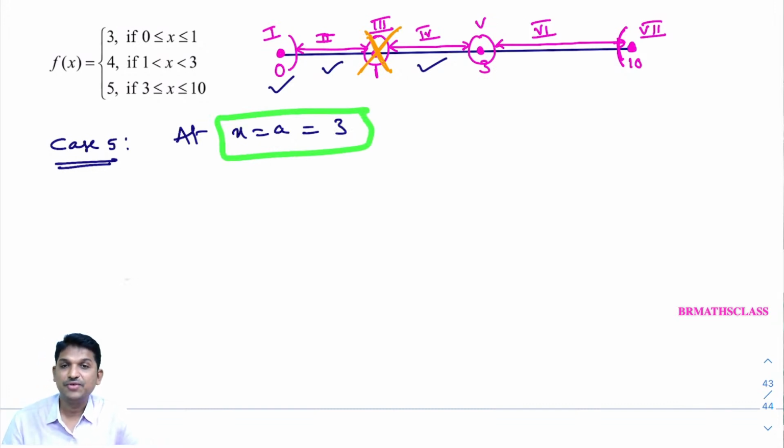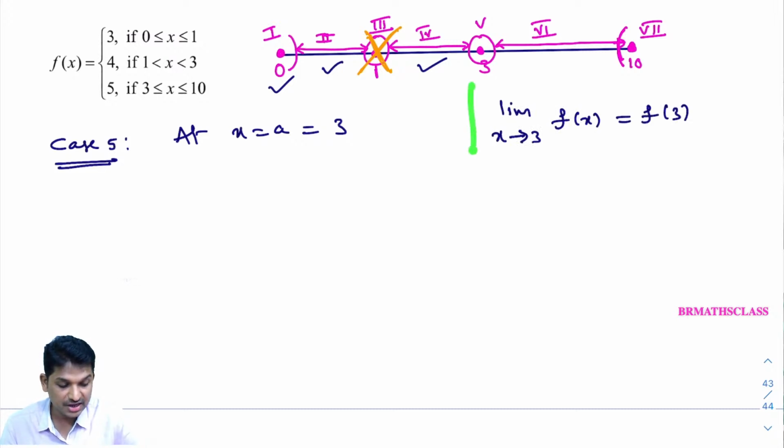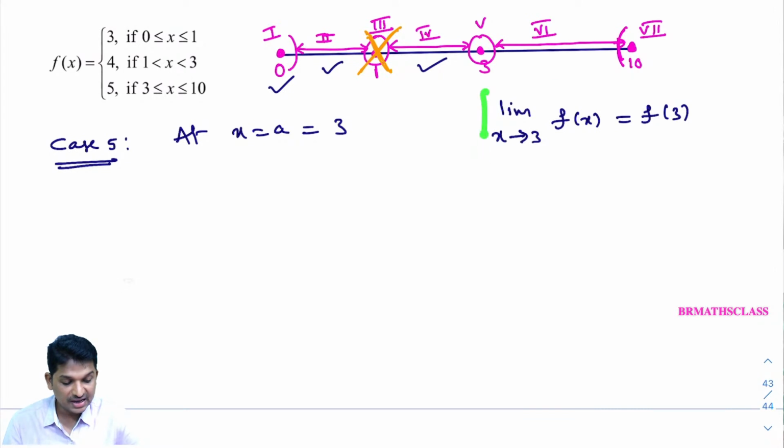When we say the function is continuous at x equal to 3, we know this: the limit as x approaches 3 of f of x equals f of 3. Then we say that the function is continuous at x equal to 3. So I'll calculate this. To calculate this, you observe that x approaches 3 is there.